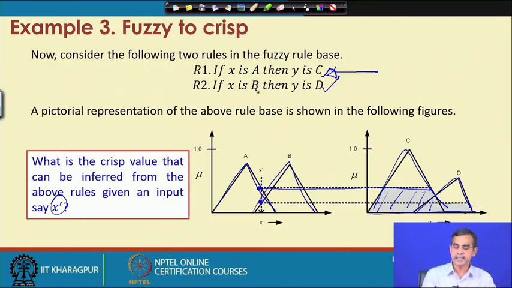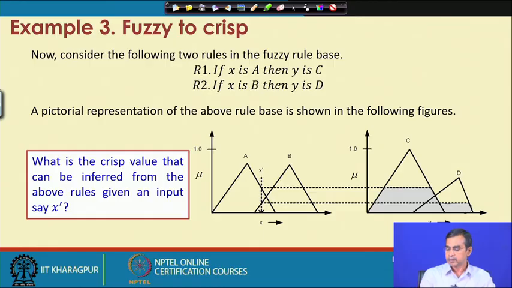Likewise, if x dash is b, and then y is d. So, if we draw a line, then we intersect this portion. So, this is basically the rule strength for this. Now, taking the merging of the two, the two rules have the value of this shaded area. So, this shaded area is basically the fuzzy value given these two rules.